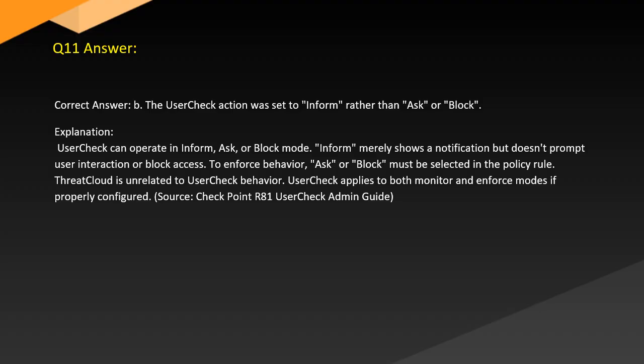Answer. Correct answer: B. The user check action was set to inform rather than ask or block. Explanation: user check can operate in inform, ask, or block mode. Inform merely shows a notification but doesn't prompt user interaction or block access. To enforce behavior, ask or block must be selected in the policy rule. Threat card is unrelated to user check behavior. User check applies to both monitor and enforce modes if properly configured. Source: Check Point admin guide.